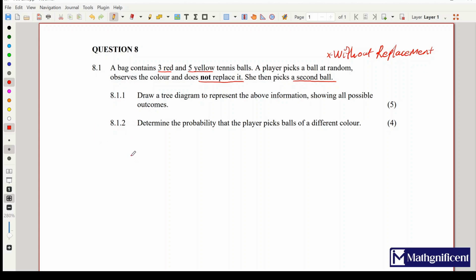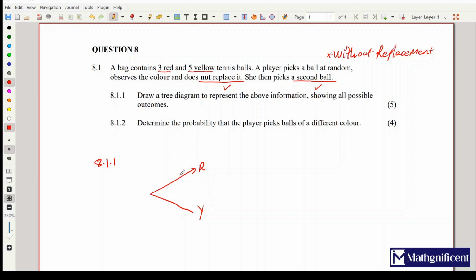So now what can we do? We can just draw our tree diagram, noting that there is a case of not replacing the ball, and this is going to happen twice. So what are we going to have here? We are going to have this first. When a person picks up the ball, she's going to get either a red ball or a yellow ball. So this is according to what we have here.